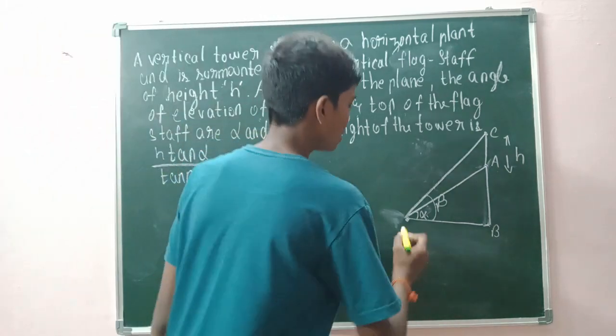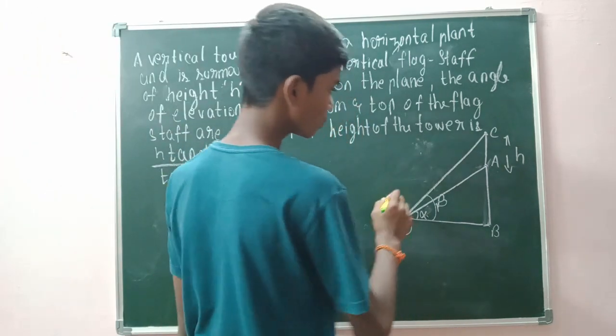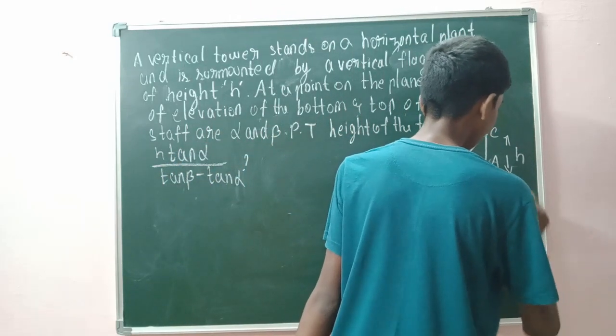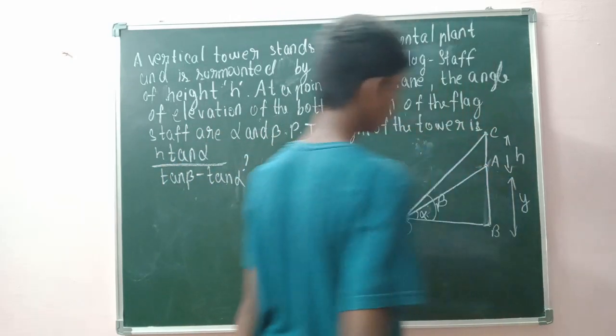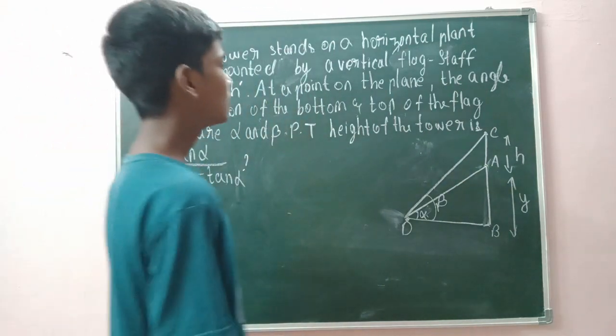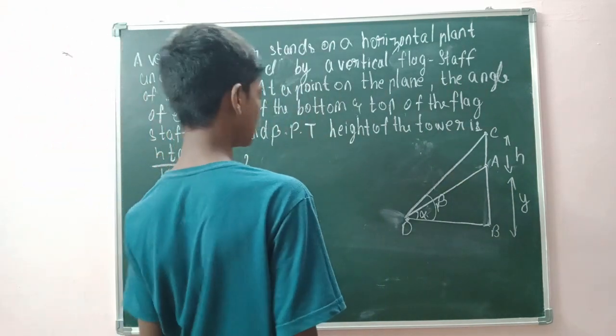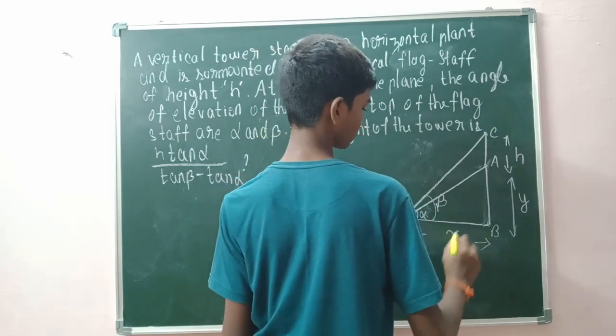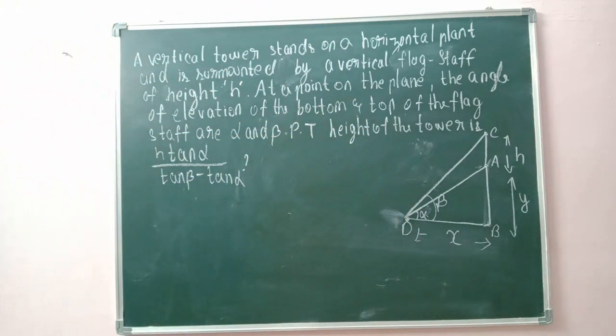Let this point be D, and let the height of the tower be y. Let the base be x. So that is the understanding for this question. Guys, understanding itself takes this much time, so please understand how the question is set up.